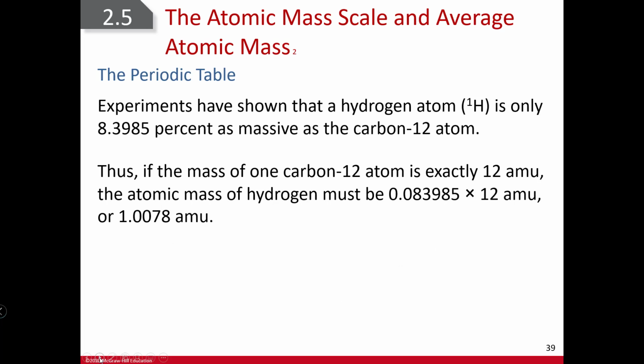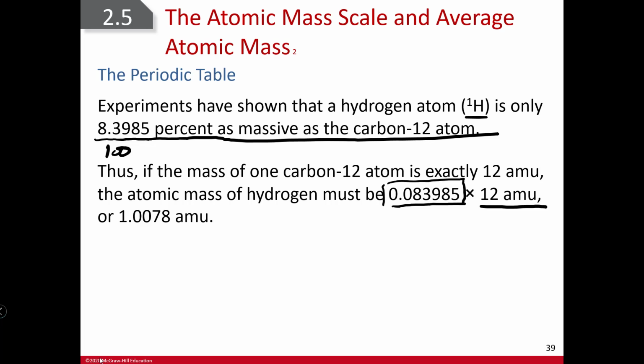All right, so what we know is this. Experiments have shown that hydrogen-1, called protium, is 8.3985% as massive as a carbon-12 atom. So we take this percentage in decimal form, having divided this number by 100, and multiply it by the 12 atomic mass units that we defined as one atom of carbon-12. We find that an atom of hydrogen has an average atomic mass of 1.0078, which matches what we see on the periodic table. So that's the way it works. Everything is based relative to carbon-12, and the percentage of that mass for that element multiplied by the 12 atomic mass units.